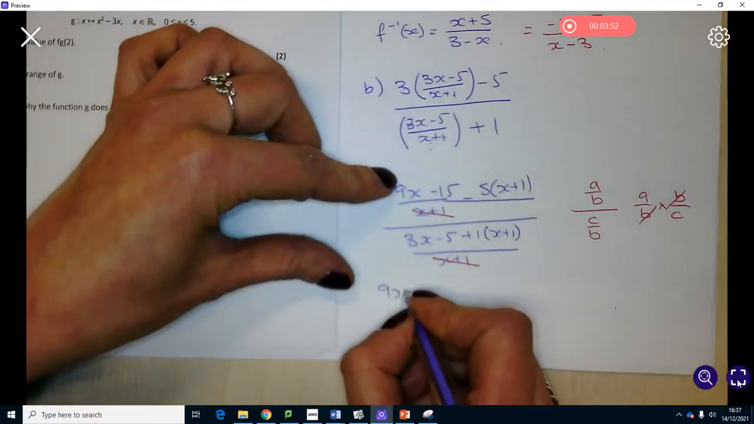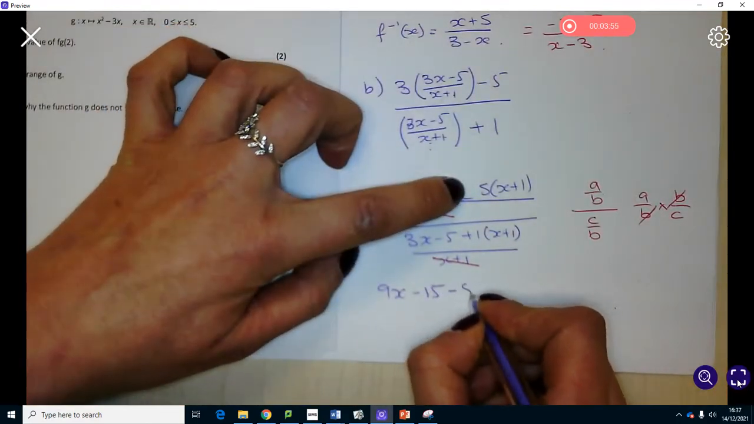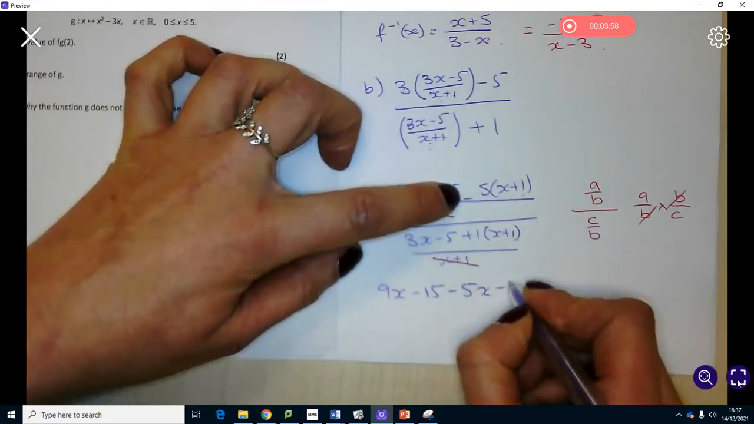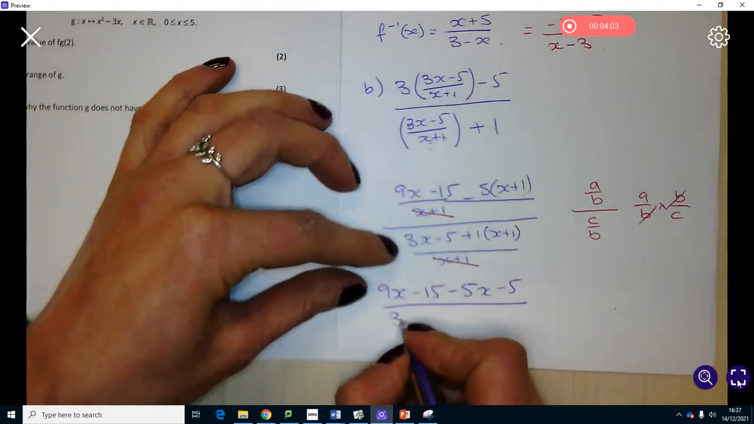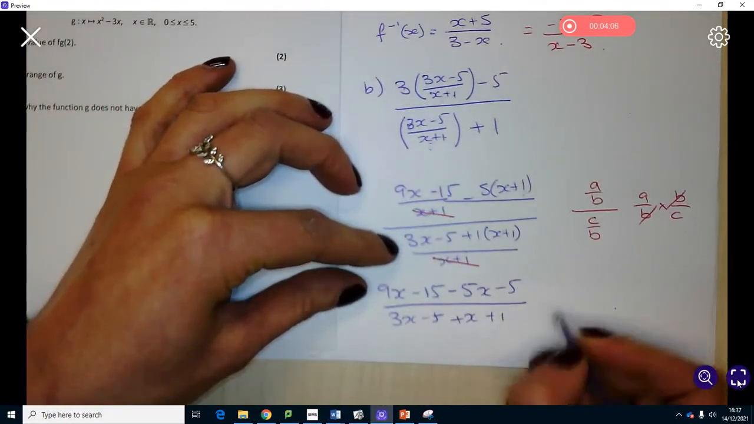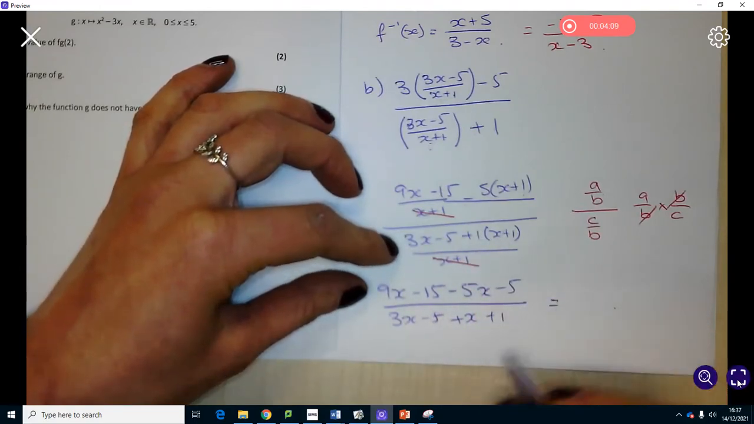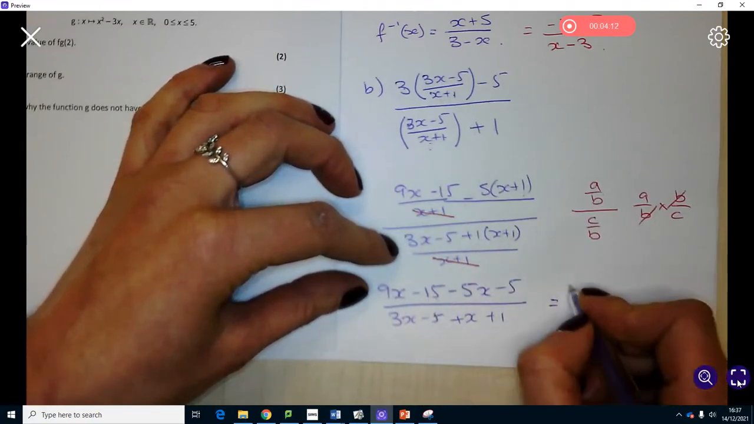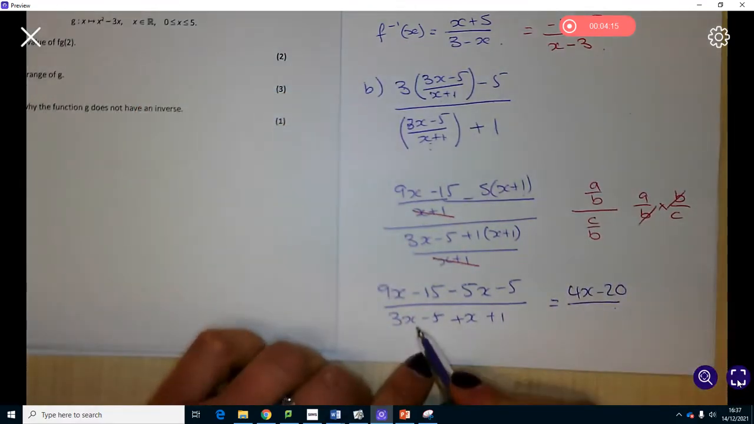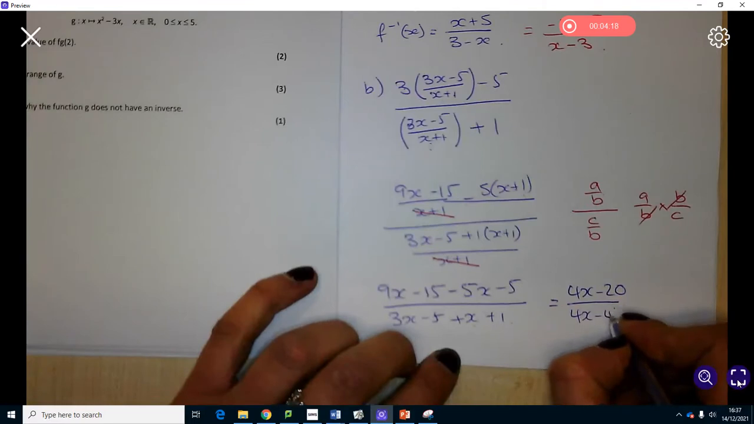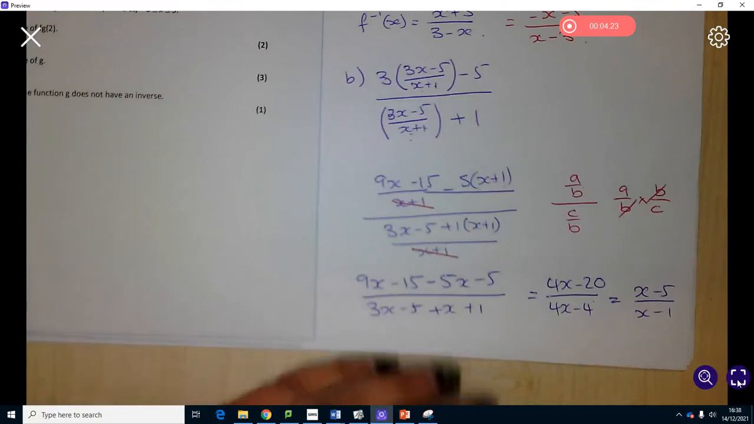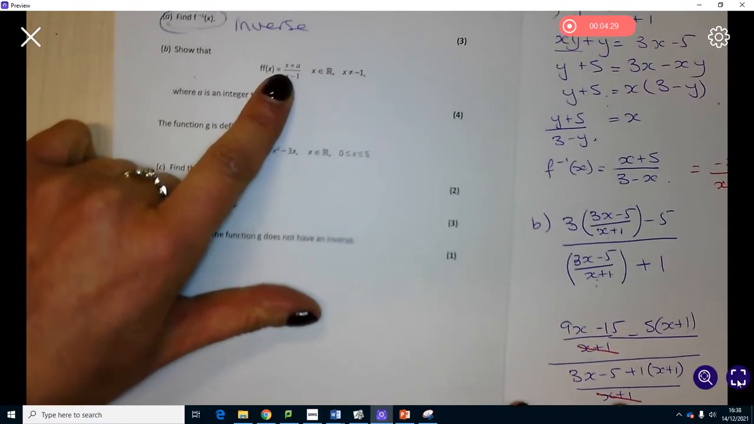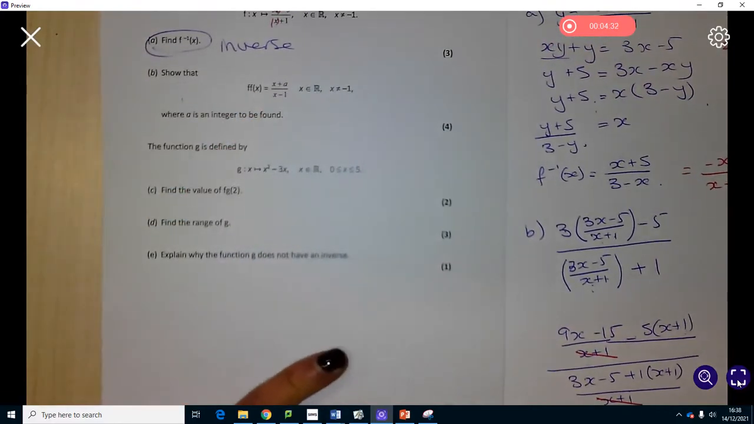So that leaves us with 9x take away 15, take away 5x, take away 5. Careful with the negatives, really important that you include brackets here, divided by 3x take away 5, add x, add 1, again just expanding that bracket. That gives me 4x take away 20, divided by 4x take away 4, and divide through by your common factor of 4, which is x take away 5 over x take away 1. So that's telling you there, a is equal to negative 5.